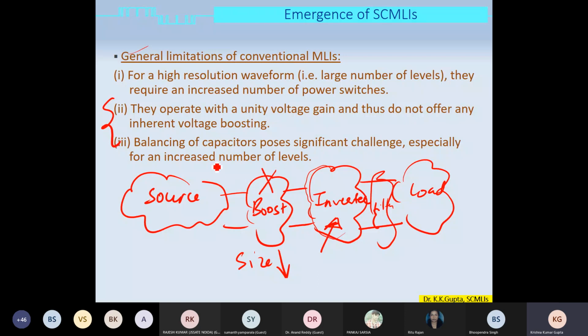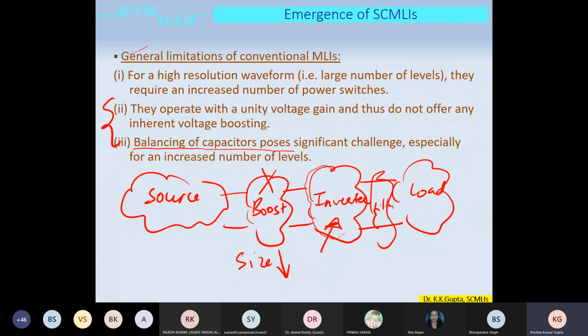Another important limitation is in terms of balancing of capacitor voltages in the conventional multi-level inverters. Especially for three-phase systems, if you have a lot of capacitors, then balancing the voltages mandatorily requires a closed loop system. A number of sensors will be involved and the overall system becomes very complex. Especially if you increase the number of levels, then the number of capacitors also increases. The complexity is so much that people say that multi-level inverters should not be employed beyond 5 levels.